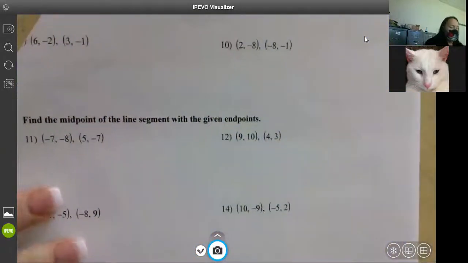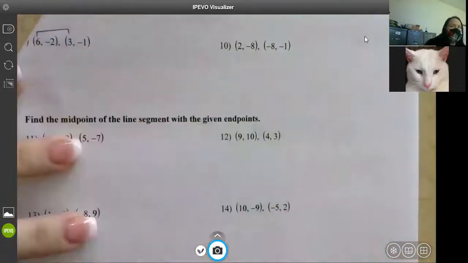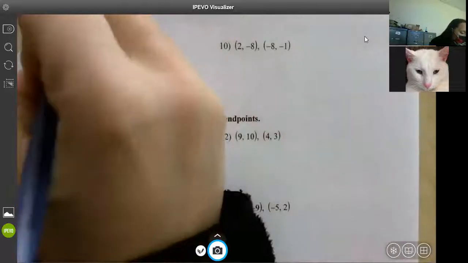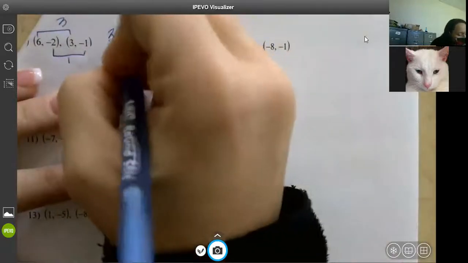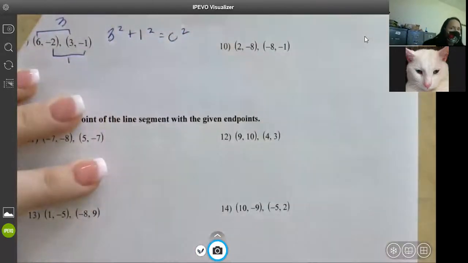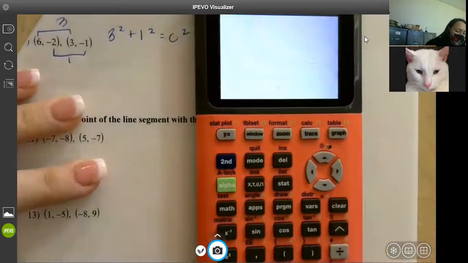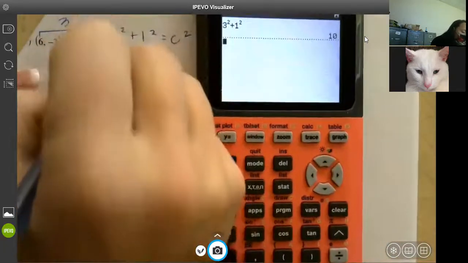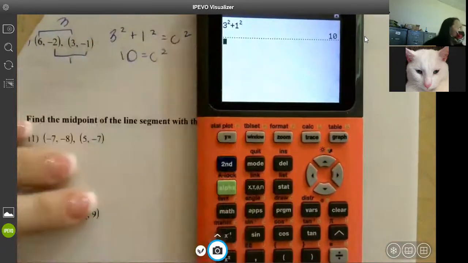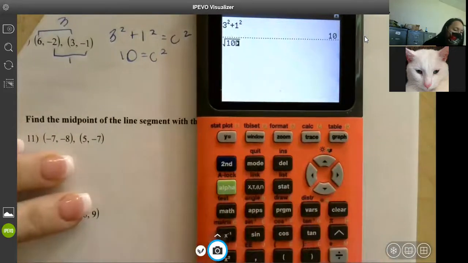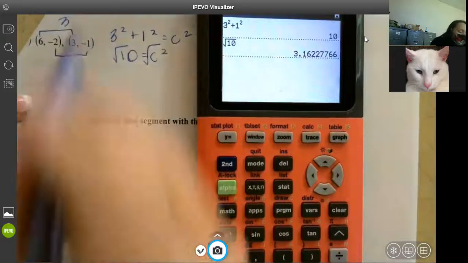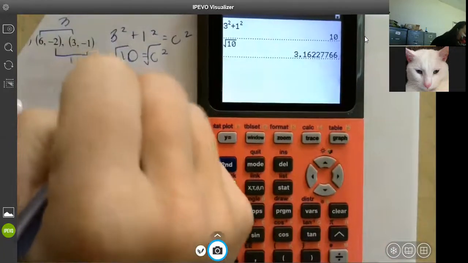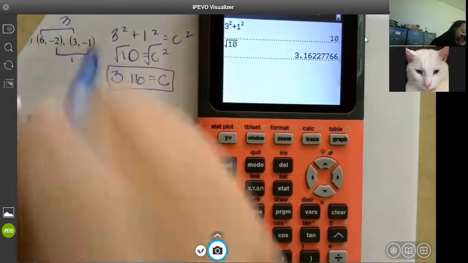All right. Same thing on a number line. How far is it from 6 to 3? How far is it from -2 to -1? Just 1. Doesn't matter what order you put it in. 3 squared plus 1 squared equals c squared. 3 squared plus 1 squared is 10. Take the square root of 10. And it's 3.16. The 6 does not get rounded up. 3.16.